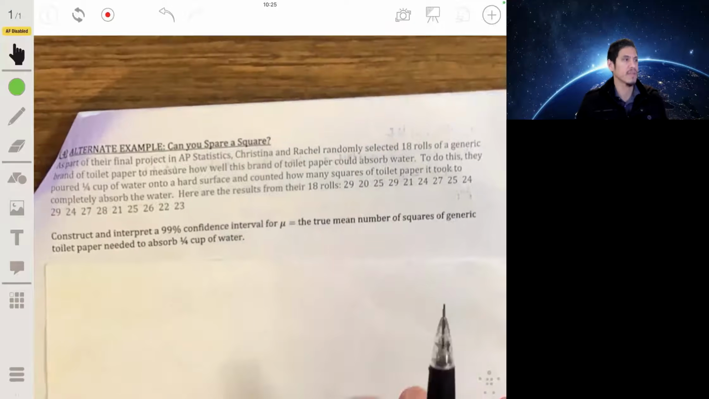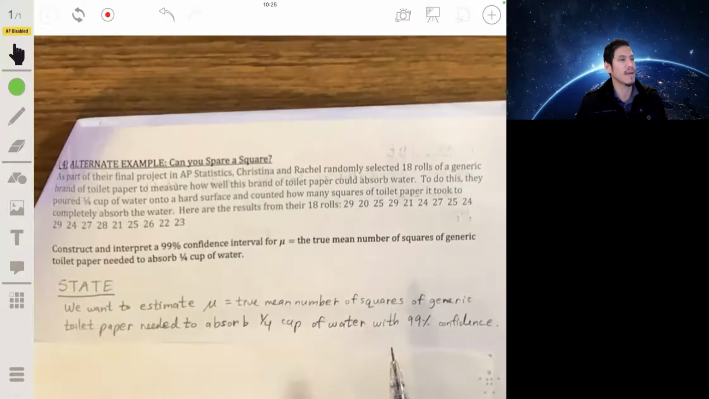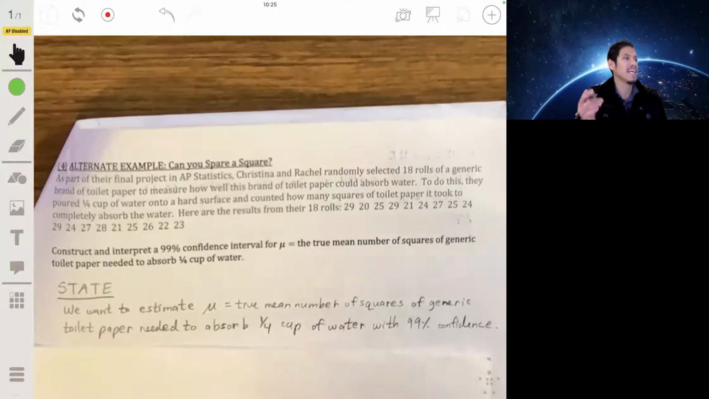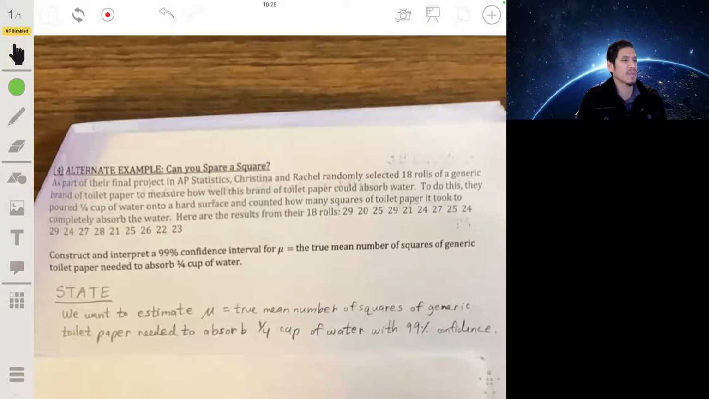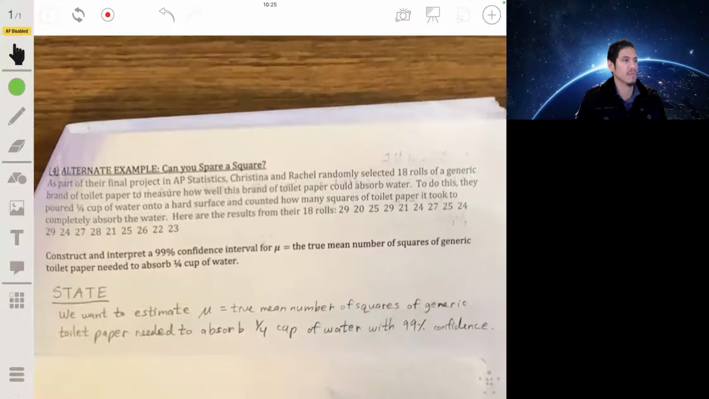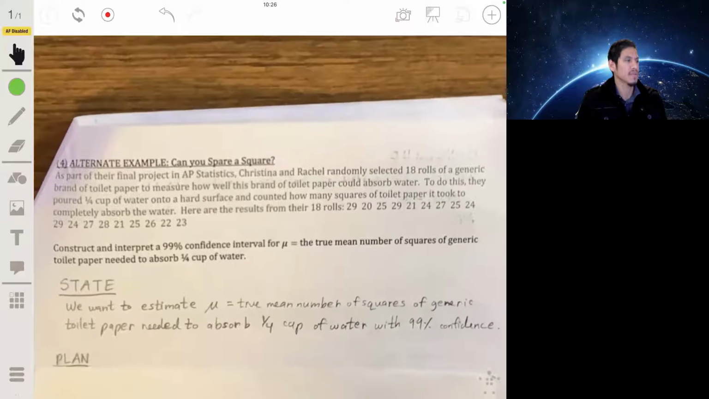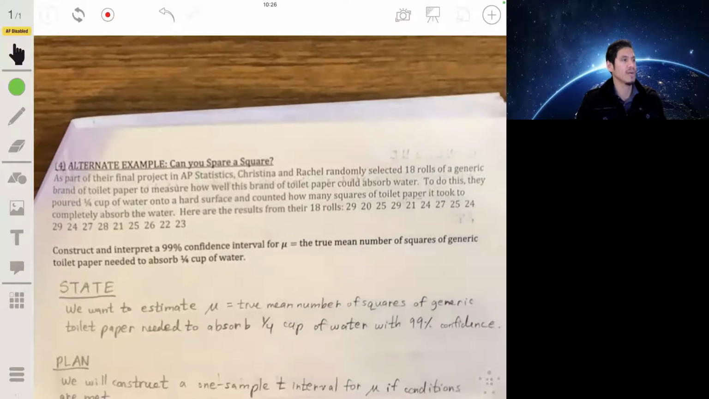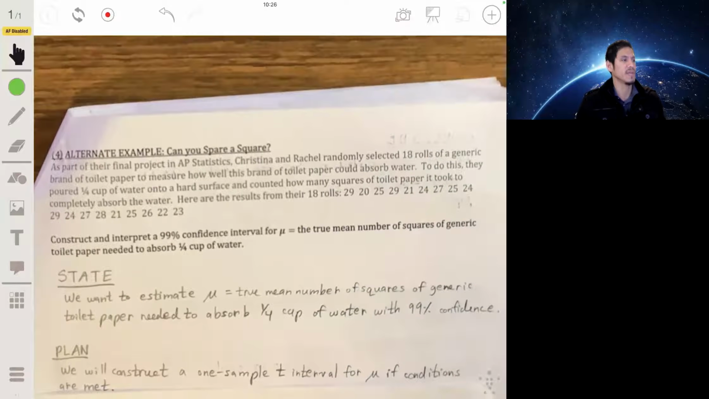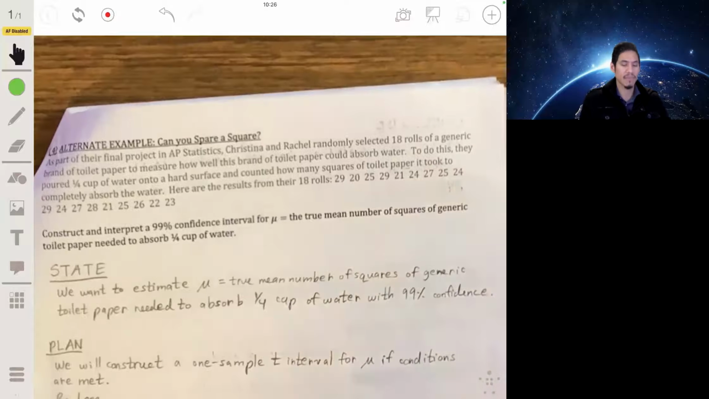So we're going to start with our statement. We want to estimate the true mean number mu of generic squares of this toilet paper needed to absorb 1/4 cup of water with 99% confidence level. Next, we're going to state what our plan is. So our plan is we're going to use a one sample t interval for mu, if the conditions are met.